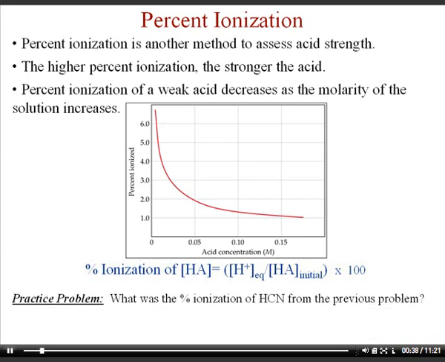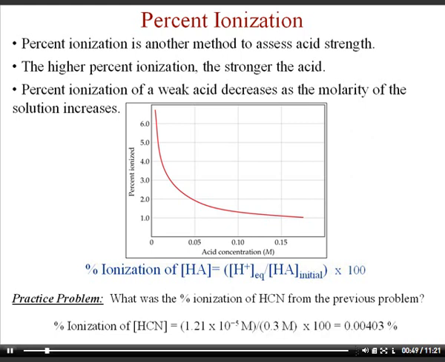So we're going to calculate the percent ionization from the previous example. We have our X value, which was 1.21 times 10 to the negative fifth, and we divide that by the initial concentration of the acid, which was 0.3, and you only get a percent ionization of 0.00403%.